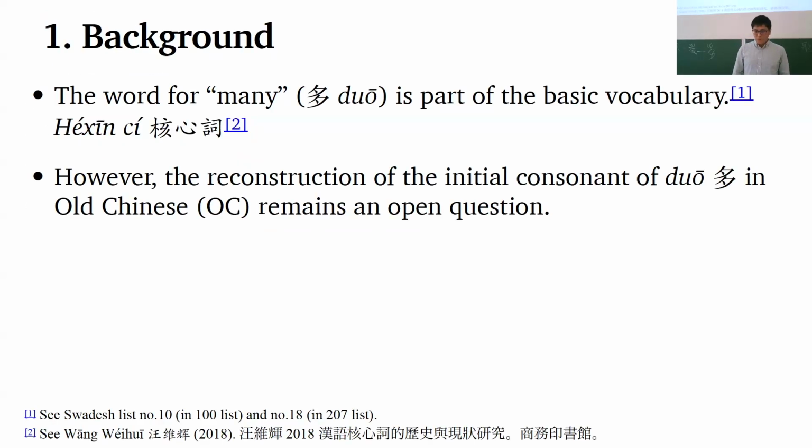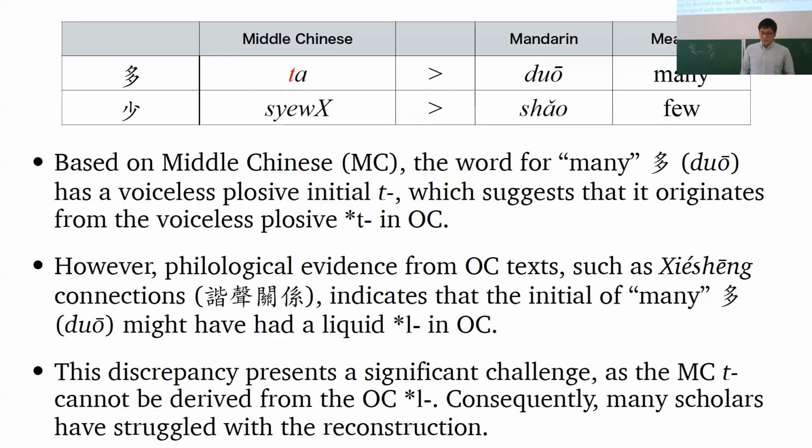So, as you know, the word for many is a part of basic words, which is called 核心词 in Chinese. But the reconstruction of the initial of dual remains an open question. So we're struggling with the reconstruction. So here's the basic data. Based on Middle Chinese, the word for dual has voiced T, and then it suggests that its initial came from the voiced T in Old Chinese, but philological evidence such as association connections indicates that the initial of many might have had the liquid L in Old Chinese.